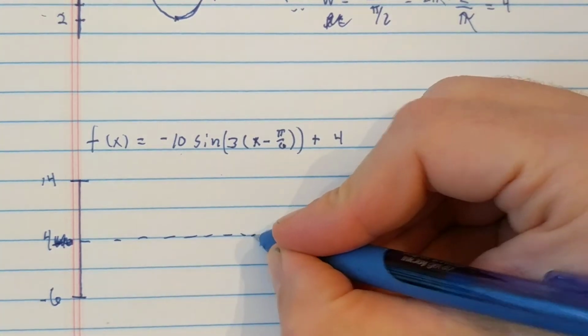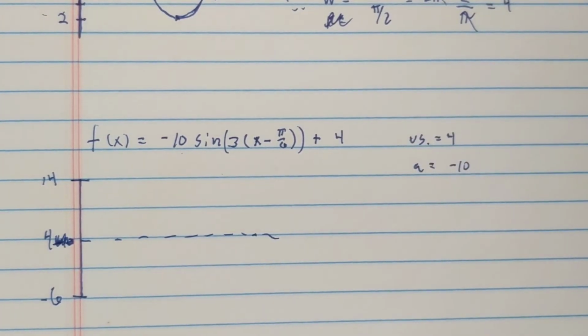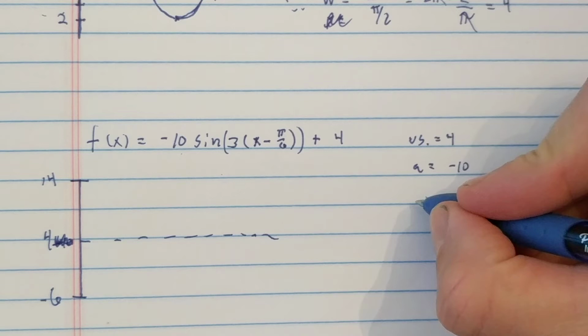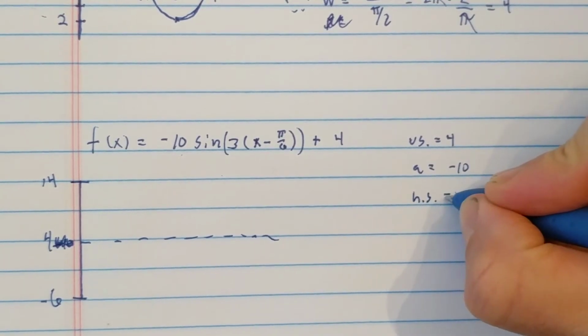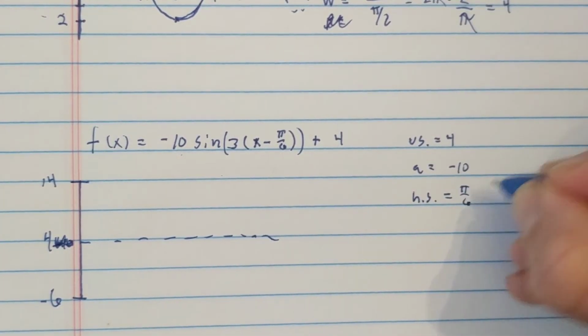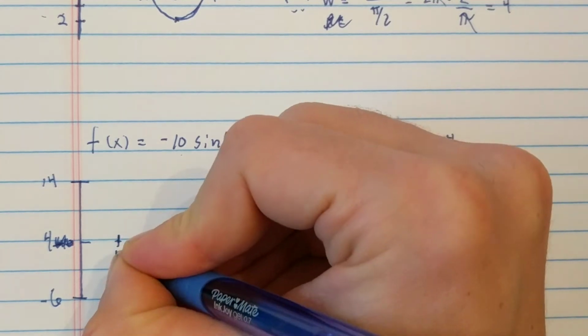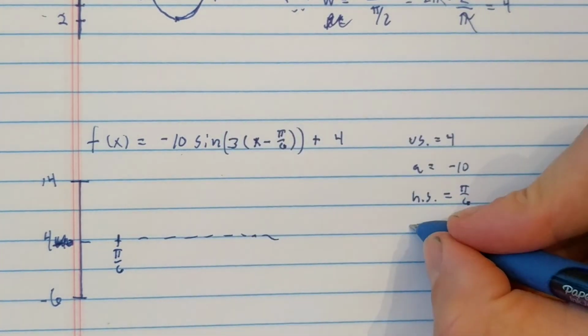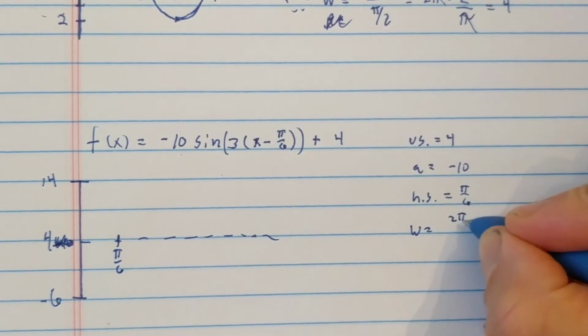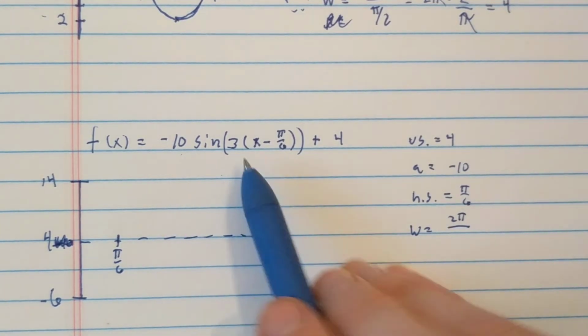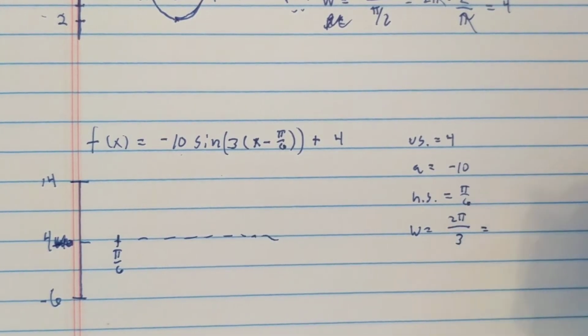Okay, back on. Right, now let's do our horizontal axis, which has a horizontal shift. Our horizontal shift is pi over 6 to the right. That means we're going to start at pi over 6. Our wavelength is 2 pi over 3, which we can't reduce. So in fact, it's just 2 pi over 3.